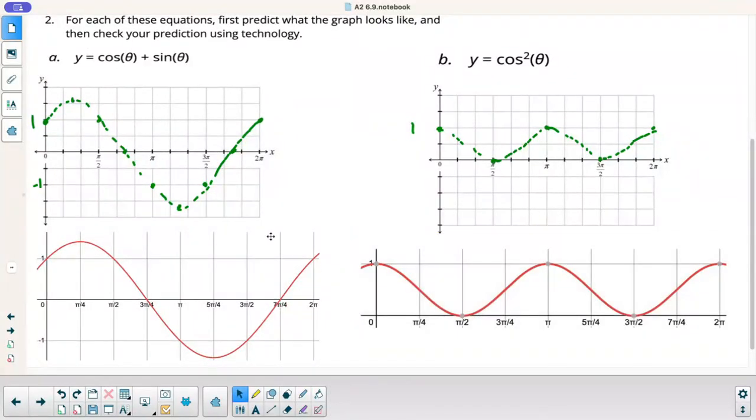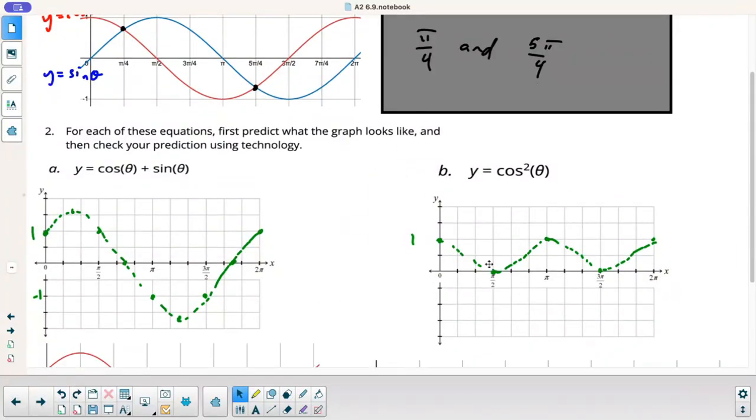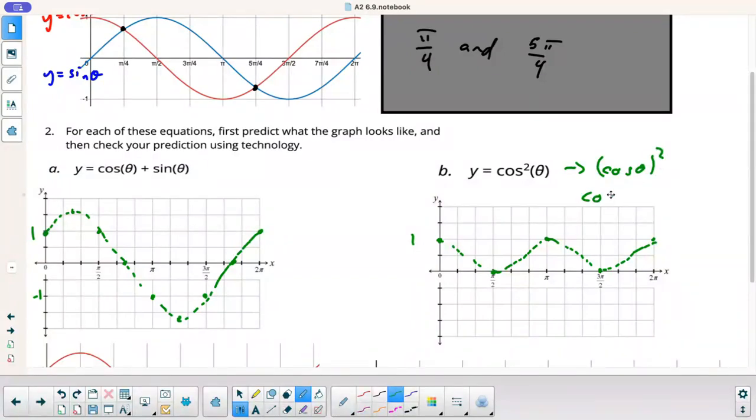And sure enough, it starts at 1, goes down to 0. I'm just basically plugging in the numbers from the red graph here and squaring them. Now, one thing to say here, this is a little weird with the cosine squared. This means cosine of theta squared, so it's really cosine of theta times cosine of theta. And that's the way it's written with the exponent right there. Okay.